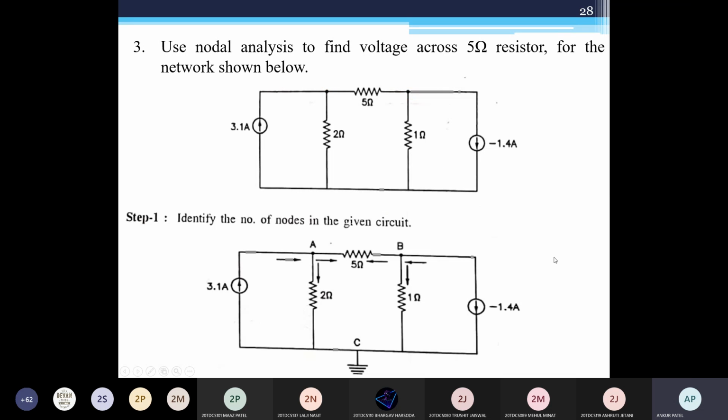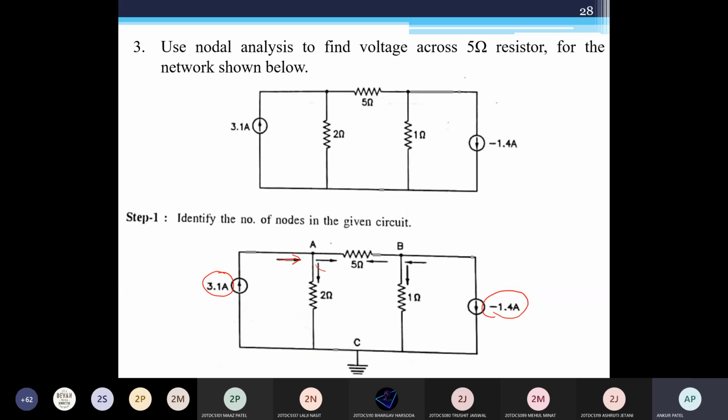Here you can see the current source is already given in the circuit, 3.1 ampere. This 3.1 ampere is your DC current source, and this minus 1.5, 1.4 is also a current value given. The direction is already given, this is upward and this is downward. Initially I told you to consider away from the nodes, but here the direction is already given. So this I am taking inwards, and this I am taking outwards.